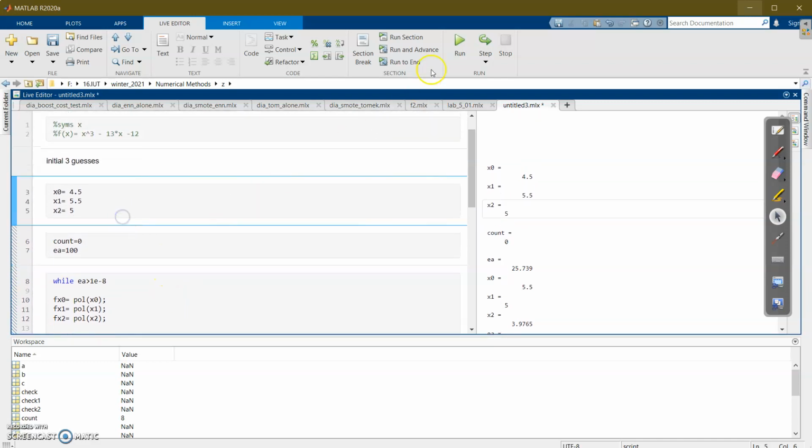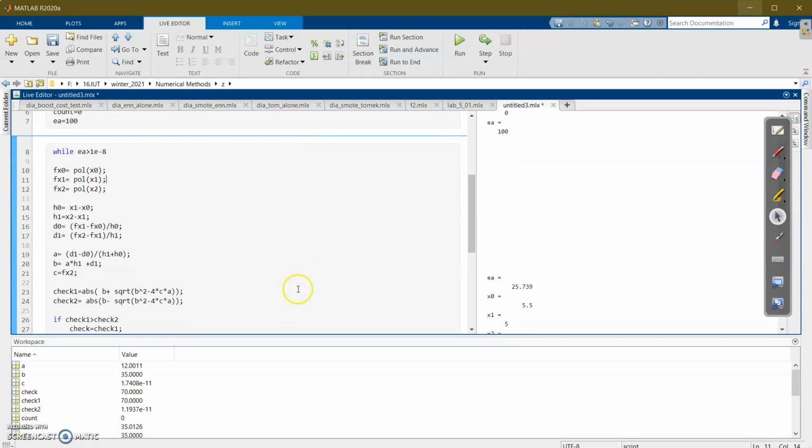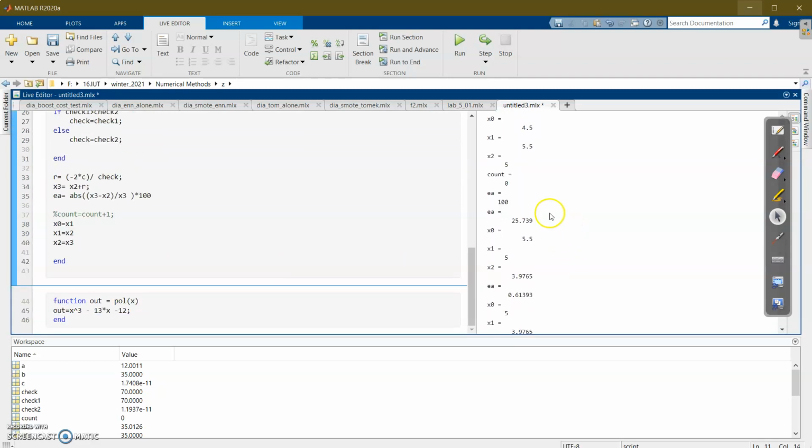Okay, so let's start from here again. Now as you can see, at first the EA was 100. In the next step the EA was 25, and x0 is 5.5, x1 is 5, and x2 is 3.97. That is our first iteration output. Then we perform the next iteration and we get an EA value of 0.6%. These are my new estimates: 5, 3.97, and 4. 4 is the new estimate from this iteration.